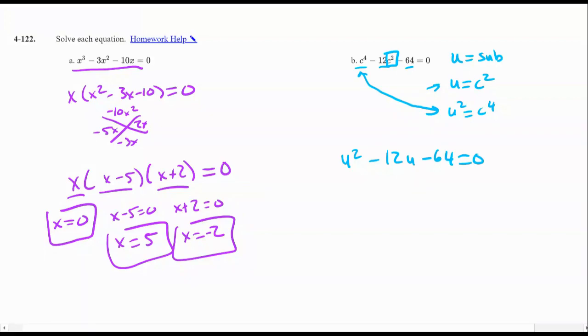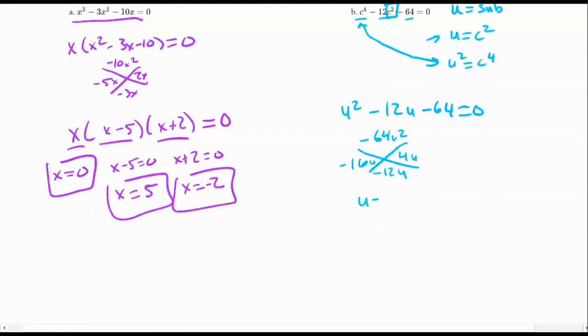And now I'm going to solve for u. So negative 64 and negative 12u. Let's see, the two things should be 16 and 3. Nope, 16 and 4. And 16 has to be negative. So I'm going to get u minus 16 and u plus 4 equals 0. So set them both equal to 0, and I get u equals 16 and u equals negative 4.